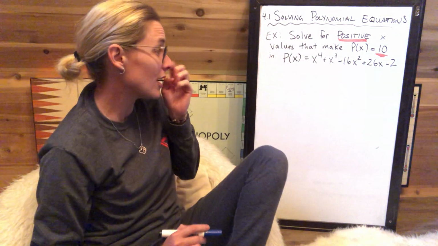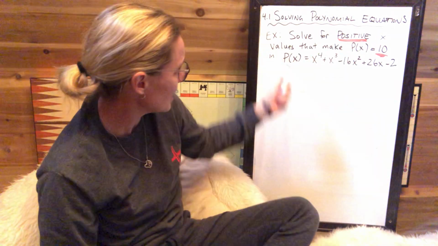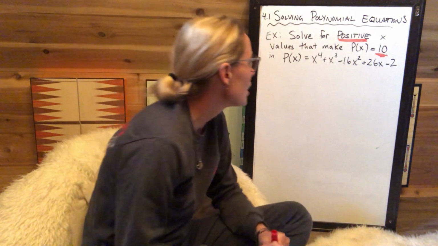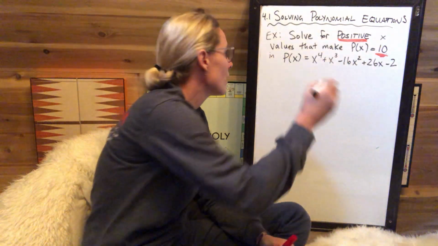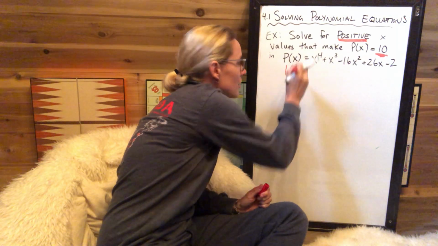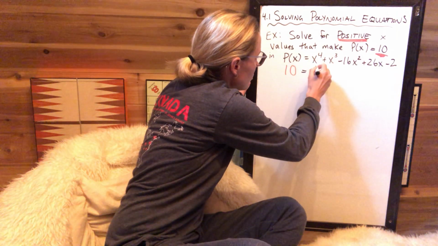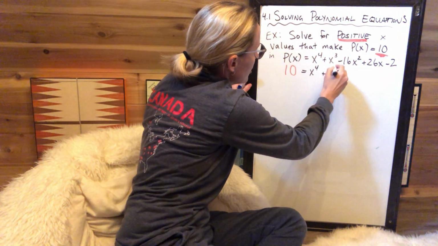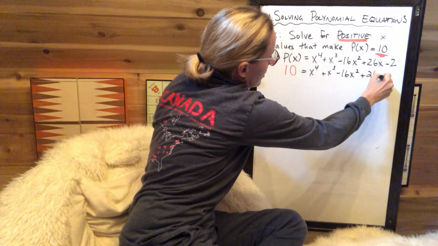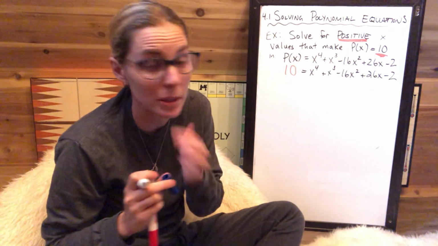I've underlined that. And for values that specifically make this function equal 10. So what that's saying is, here's a function p of x, a quartic function, so to degree 4. And we're saying we want to solve when this exact function is equivalent to the number 10. So everywhere I see a p of x, I am substituting in a 10. The rest of the equation is exactly as it was before. So when I put in the rest of the equation, x to the 4 plus x cubed minus 16x squared plus 26x minus 2. So all I've done here is substituted in a number for p of x.